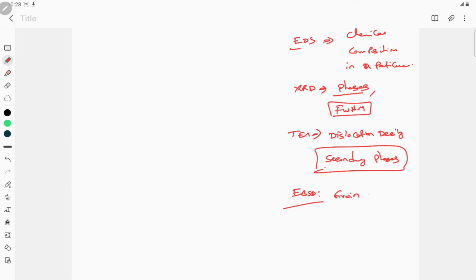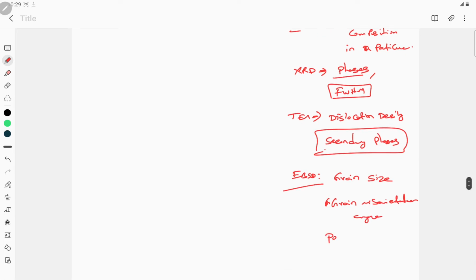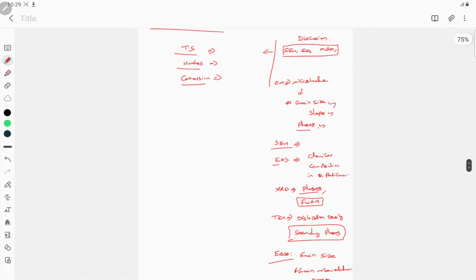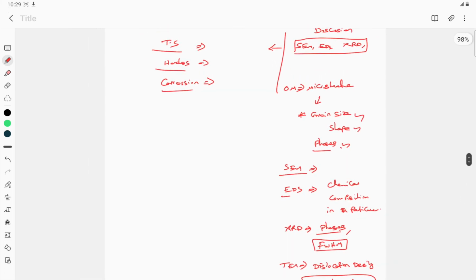and these are all the general information we will get as in SEM. We can get the grain size. Here also we can get information related to grain misorientation angle, and then we can get information from pole figure and inverse pole figure. So these are all the general points that will be considered in order to justify the property variation.